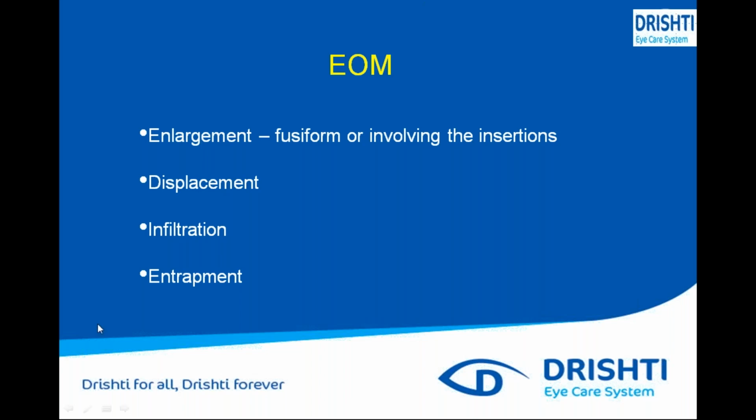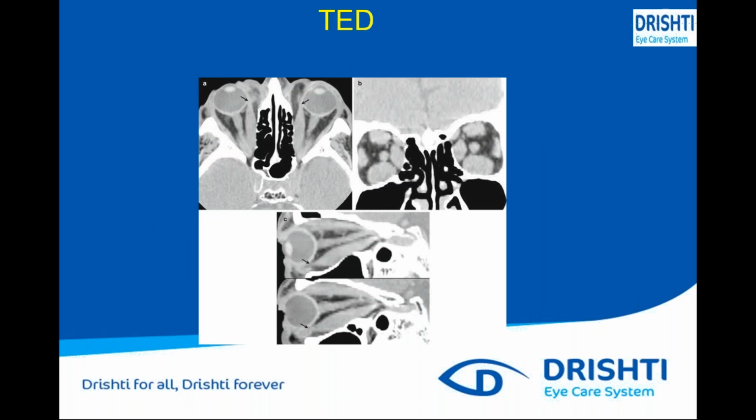Entrapment means the muscle is totally hung over by a mass which has totally suppressed the muscle, and it is not able to move at all. In that case, whether entrapment is there or not has to be seen. So in the EOM part, these four things have to be seen.